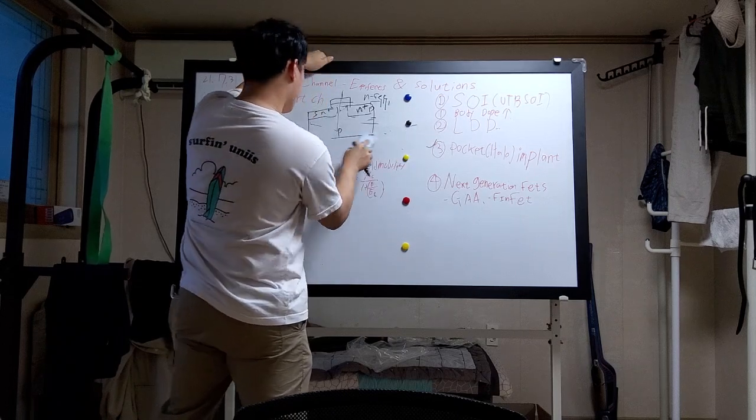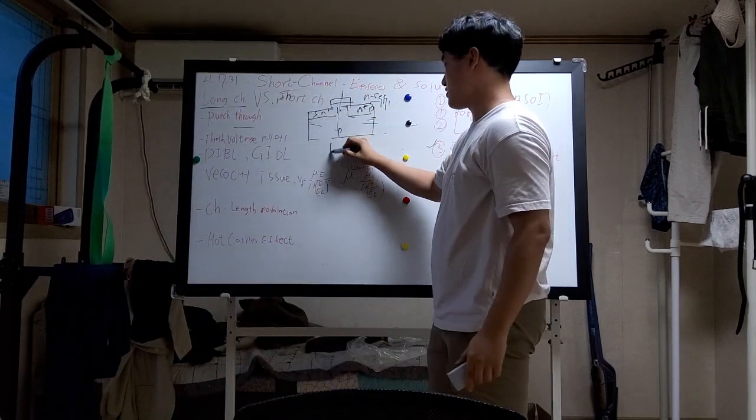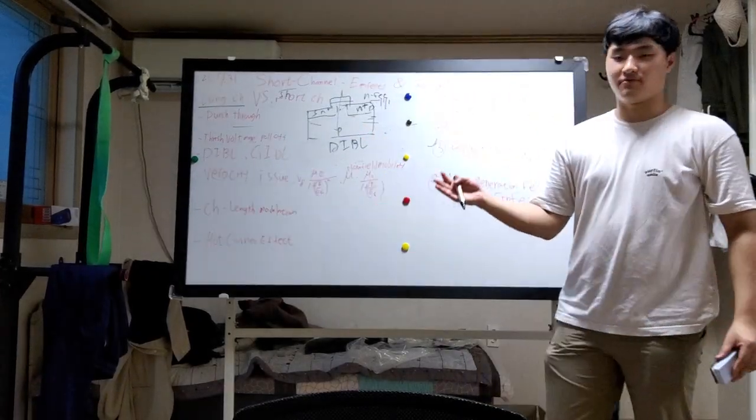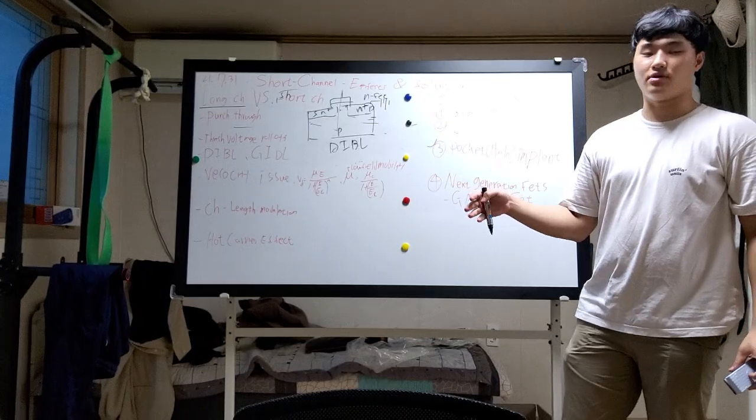So for this case, it can be called drain induced barrier lowering. The barrier may be meant as the threshold voltage.